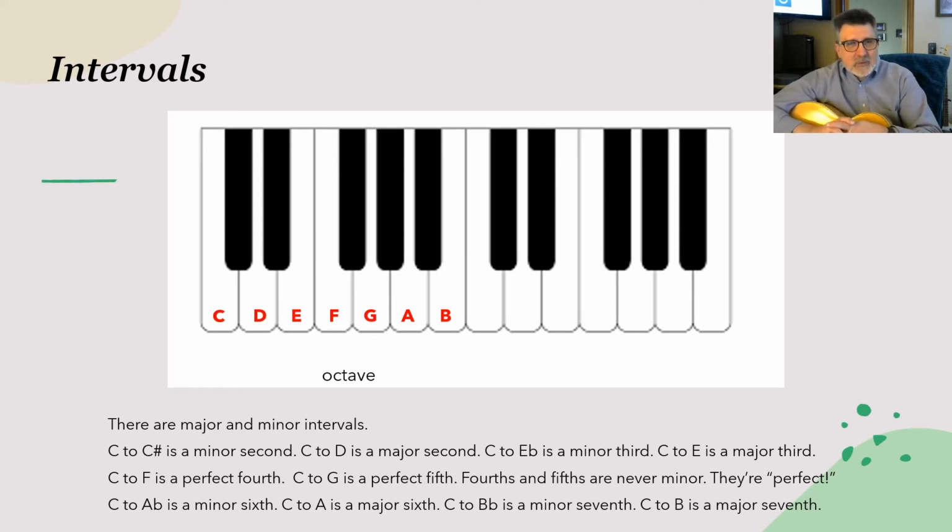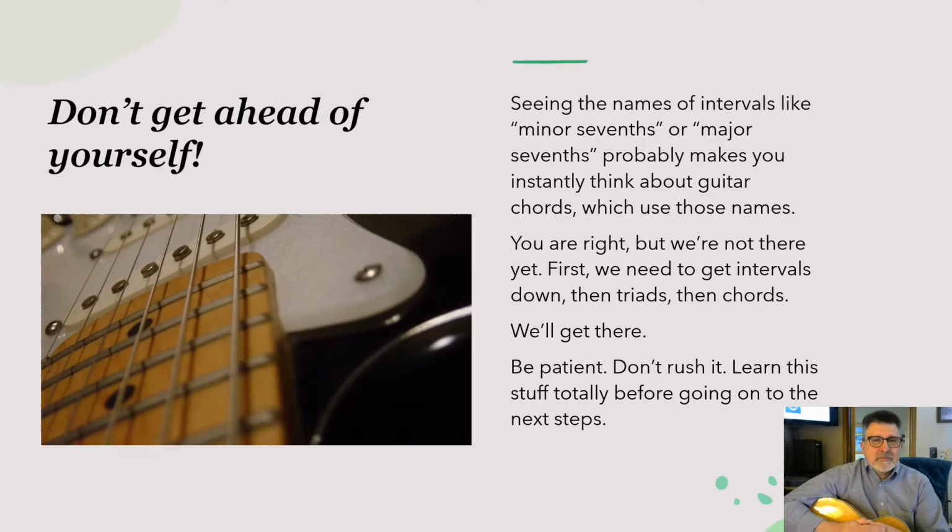C to A flat would be a minor sixth. C to A is a major sixth. C to B flat is a minor seventh, and C to B is a major seventh.